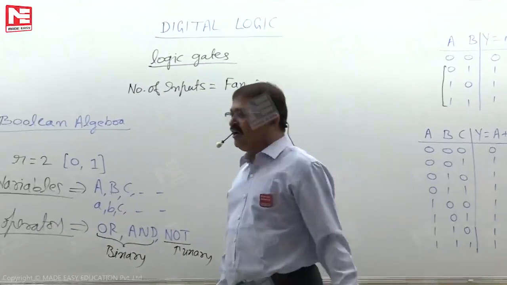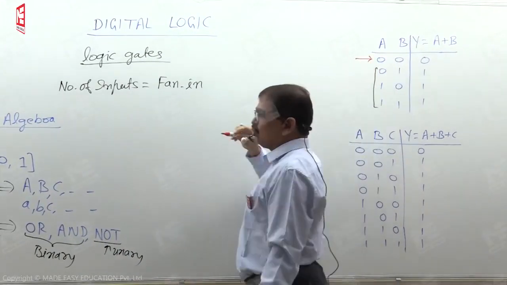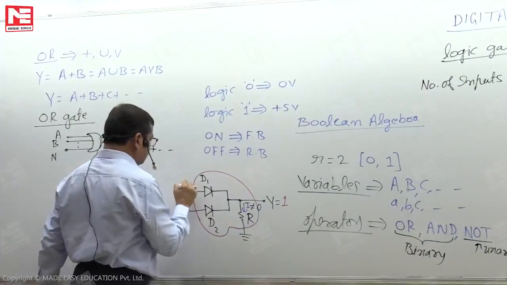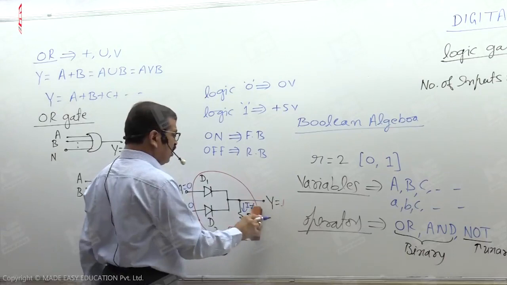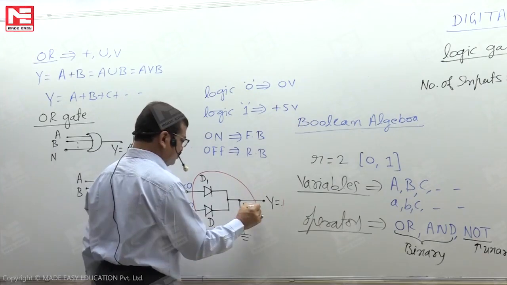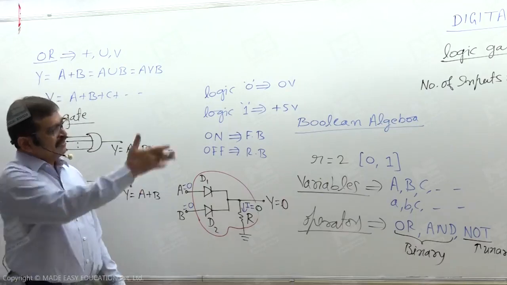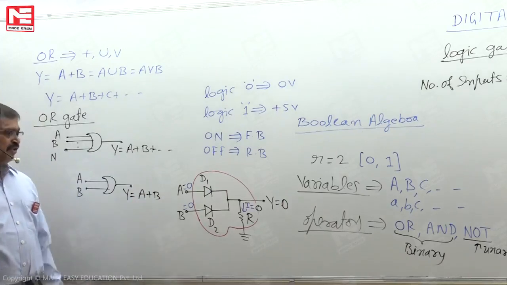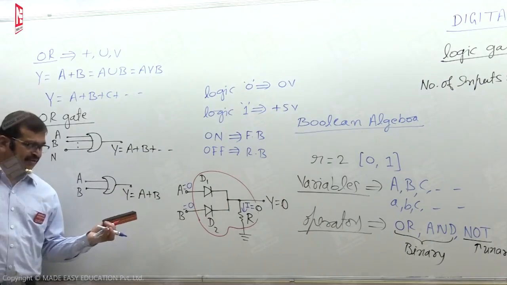As and when A and B both are logic 0, which refers to the first row of this table, diode D1 and diode D2 both are in the off state. When both are in the off state, the current through this resistor is 0. When the current through the resistor is 0, the output is 0. So that is what we mentioned in the table. If you look like this, the operation of the circuit follows the operation of this 2-input OR gate.